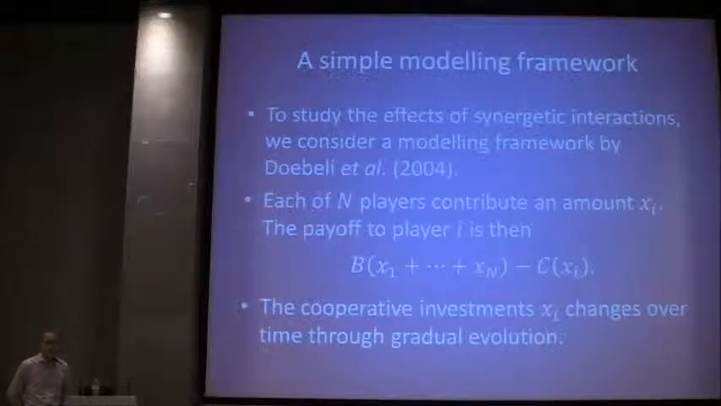So it's a very simple model. You take n players, put them together, each one invests a certain amount, you sum that amount up, and then you get the benefit through this curve, the benefit function. And then you subtract the cost. Then these cooperative investments can change over time through gradual evolution. So typically we're trying out different strategies, changing a bit, seeing how it goes, and then it could increase or it could decrease.